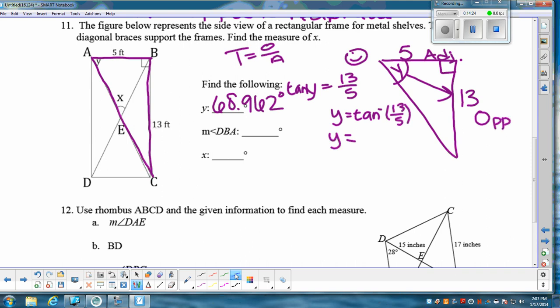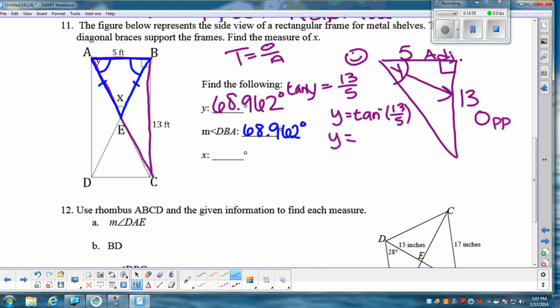And then we need to figure out angle DBA, which I am outlining in blue. Well, if we continue that triangle, we know AE and BE are congruent because we have a rectangle and the diagonals are congruent, which means that angle Y and the angle we are looking for are congruent, which makes angle DBA 68.962 degrees. Then angle X is the leftover angle.